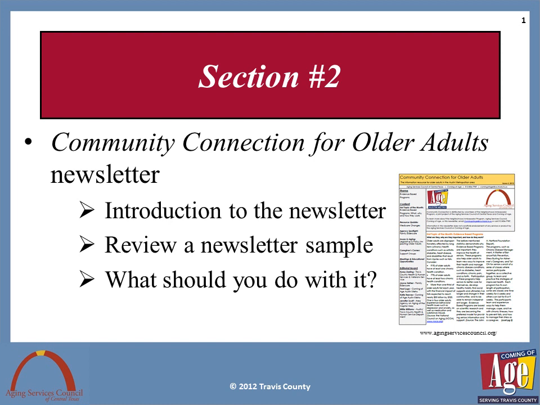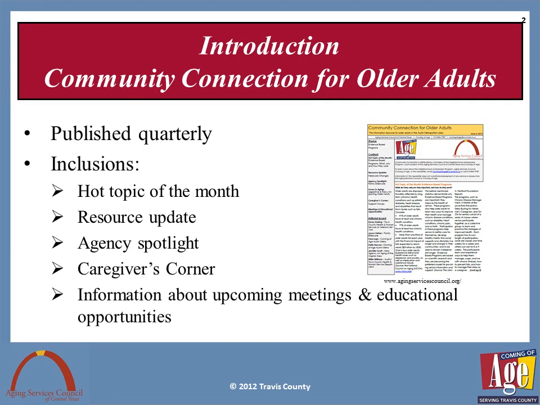And so anything that you see with a red colored banner at the top means we're still behind section number 2, where we're going to start talking about that important tool in every ambassador's toolkit, which is called the Community Connection for Older Adults newsletter. And so what we're going to be talking about in section number 2 is a brief introduction to the newsletter. We're going to look at an actual newsletter sample so that you can become familiar with how it's designed. And then we're going to talk about what you need to do with the newsletter. So let's go first to the introduction.